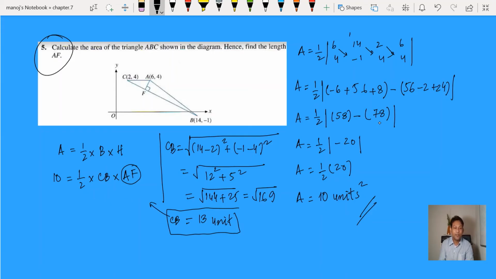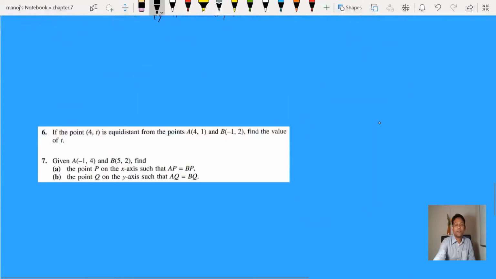This is the most important part. 10 is equal to 1 upon 2 into 13 into this AF, which is required. So I'm just writing here. What you have to do, 2 will multiply with 10 and 13 will divide. So now AF is equal to 20 divided by 13, and whatever the answer is coming, you can write units. Okay, so we have done it. You can get the answer in decimal using a calculator.